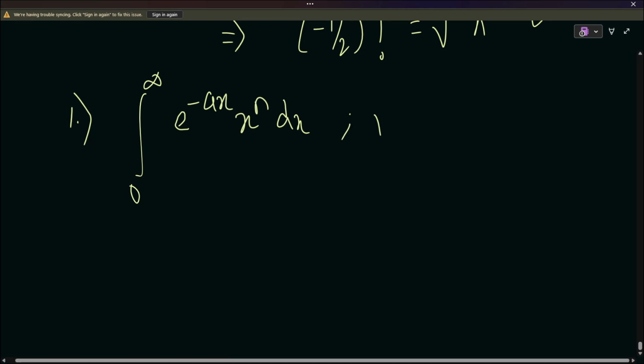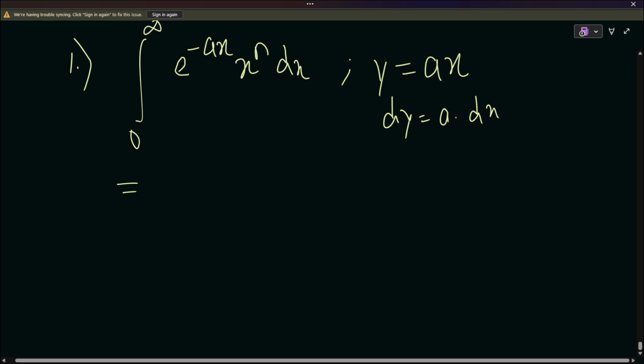And to make it in that form, we will substitute y equals ax so as to make this exponent of e as e to the power minus y. And this would also give you dy equals a into dx. And thus the value of dx is also found. Notice that the limits remain the same. So 0 to infinity e to the power minus y, and x becomes y by a. So this is basically y to the power n by a to the power n, and dx becomes dy by a.